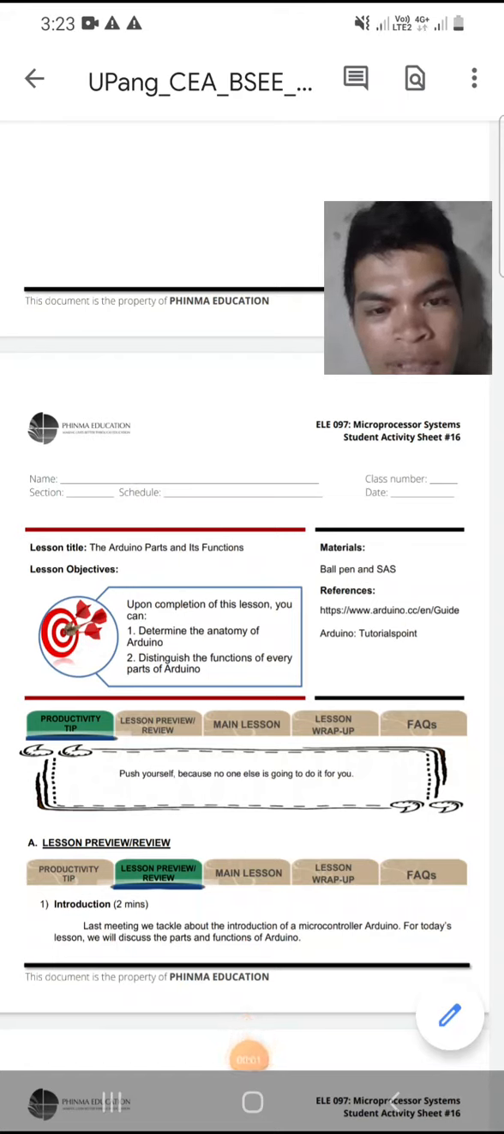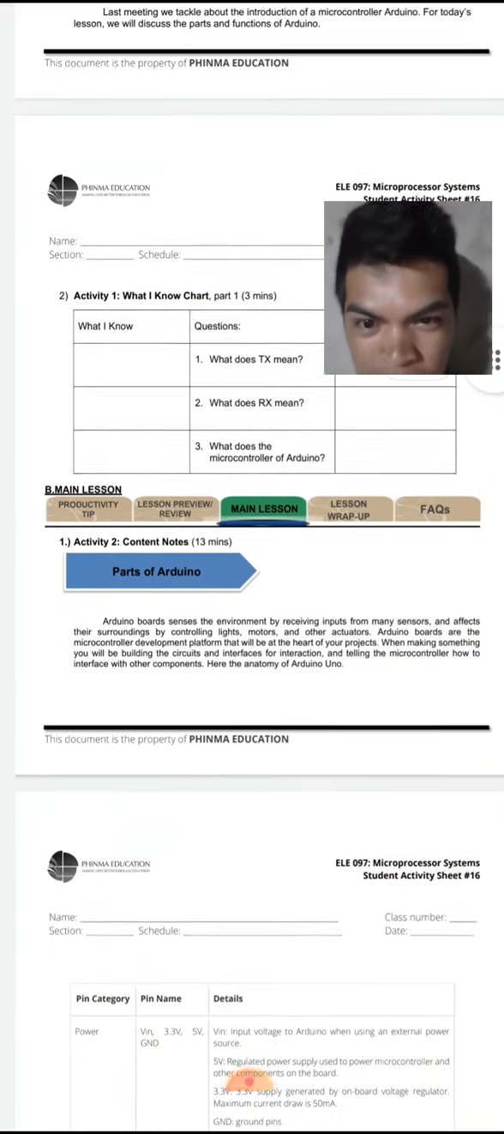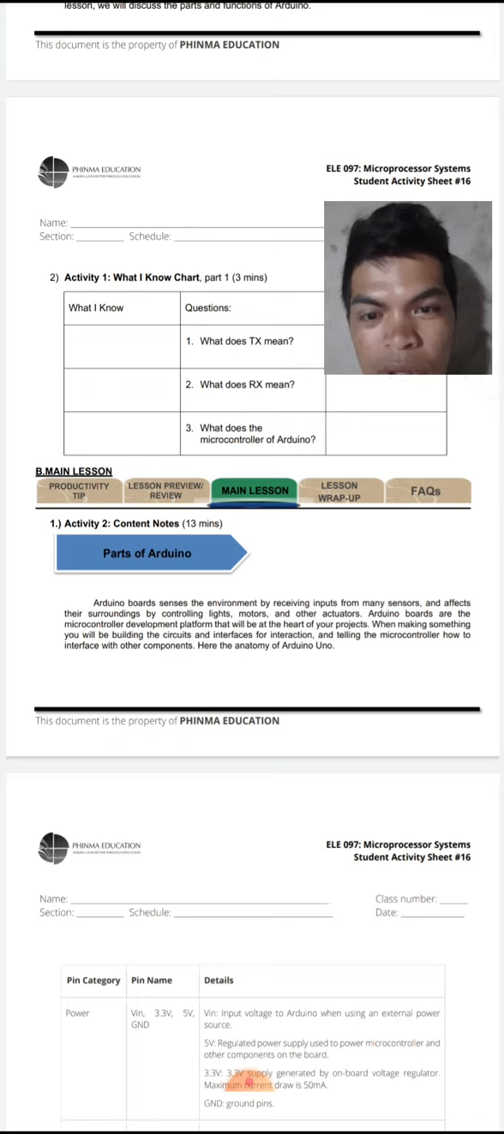We are now in Module 16. We will tackle the Arduino parts and its function. What is Arduino? What are the parts of Arduino?